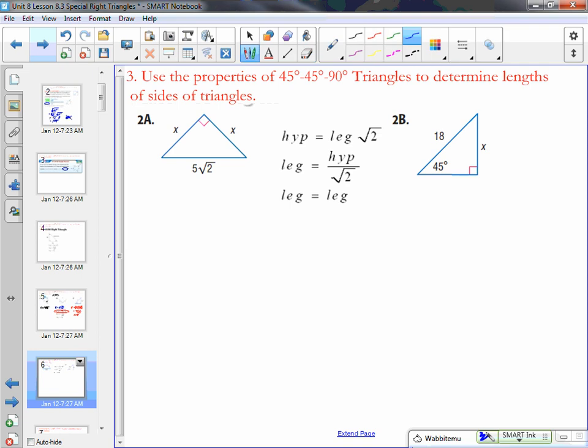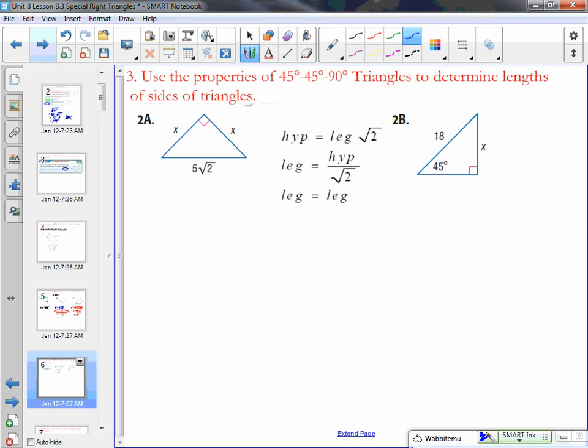I think I'll knock both these out at once. They're both 45, 45, 90s. 2A, I can tell because both legs are labeled X, so it's an isosceles right triangle. It's 45, 45, 90. 2B, a 90 and a 45. The missing angle's got to be 45, so there we go.